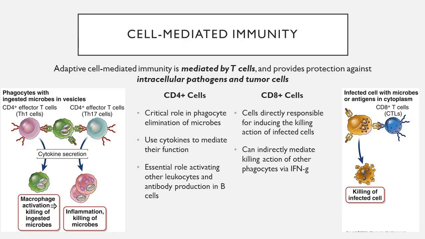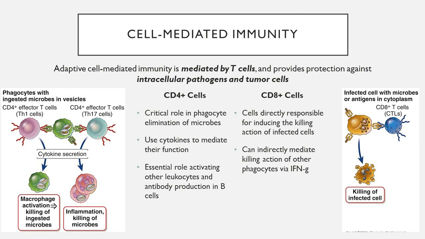Now, I think to help understand the functions of the humoral arm, it helps to understand the differences and purposes between the cell-mediated and humoral arms first. So let me first give a quick review on cell-mediated immunity. The adaptive cell-mediated response is mediated by T lymphocytes, and these protect against intracellular pathogens and tumor cells. We learned that there's two main branches of T lymphocytes: the helper CD4 plus cells and the killer CD8 plus cells.